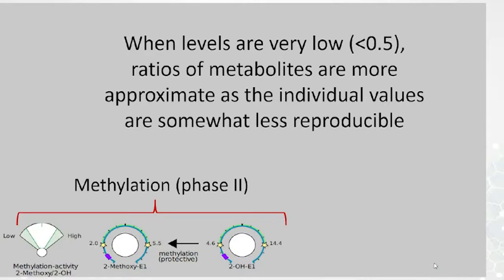So again, we're looking at the overall levels of the estrogens, phase 1 metabolism and phase 2 metabolism, or the methylation step. We want to look at those properly in the context of the reference range. The other thing we want to be careful of is as those levels get very low, let's say a 2-hydroxy estrogen of 0.4 and a 2-methoxy of 0.2, 0.3, when we're getting closer to the detection limit of the assay, we want to look at those ratios as a little bit more approximate, because the reproducibility of the assay is going to get a little bit worse as you approach the detection limit of the assay.